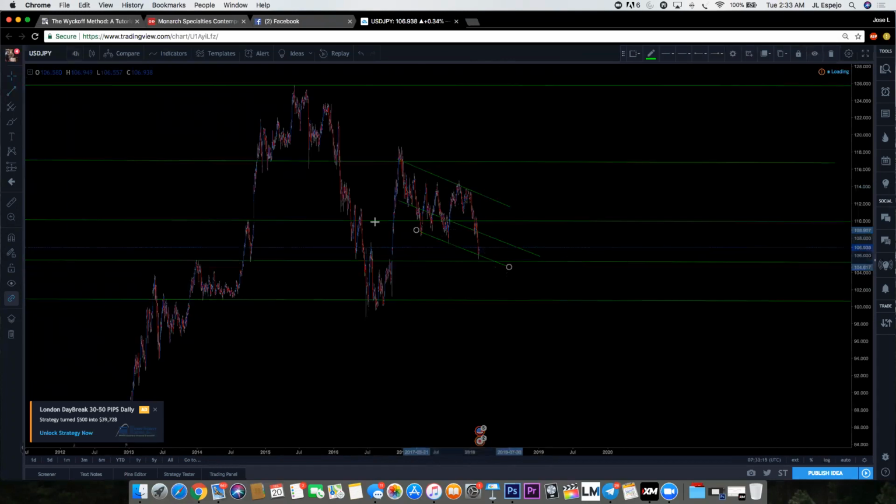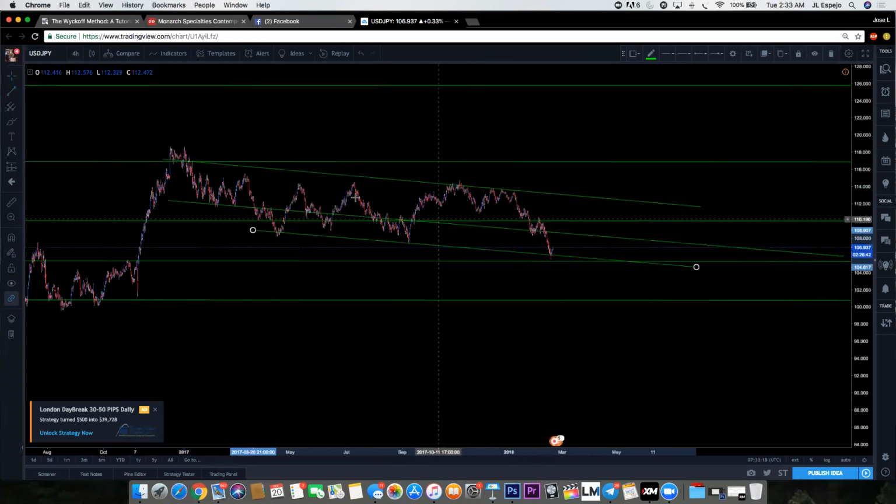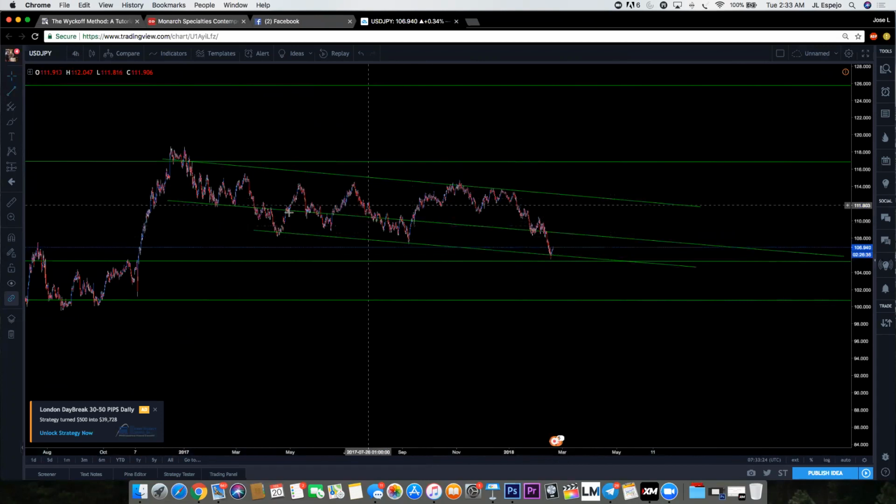So then we're going to go to the 4-hour chart, and we're going to see that it's been respecting the same lines we've drawn out. So just to erase this line here, or you know what?